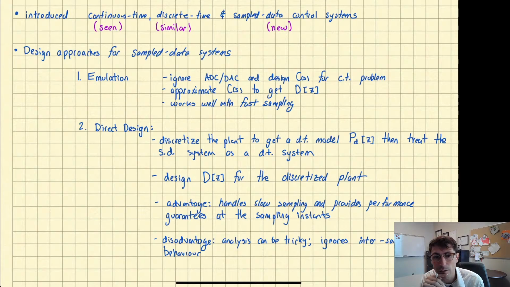Okay, the other kind of approach is called direct design. The idea here is that you first discretize the plant model, right? So instead of working with P of S, you work with P sub D of Z, a discrete plant model. And then you treat the sampled data system, which is a mix of continuous and discrete, as a purely discrete time system, okay? At that point, you design D of Z for the discretized plant.